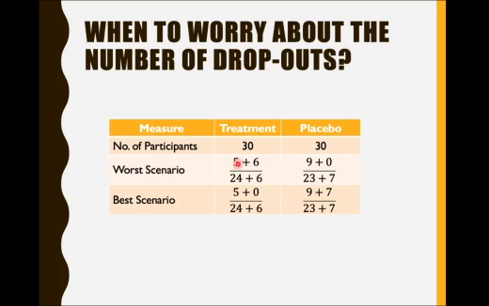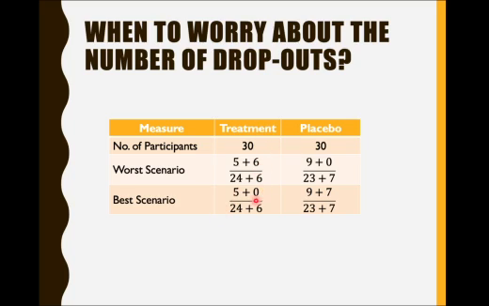So in the treatment group, we had 5 deaths plus a dropout of 6, which we assumed to have died. We assume this is the worst scenario. All the dropouts had poor outcomes, bad outcomes, divided by 30. And in the placebo, we have 9 deaths and all 7 dropouts survived, didn't die. So 9 plus 0 divided by 30. That's the worst scenario for the treatment.